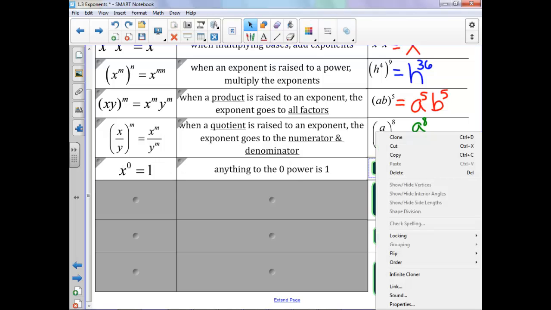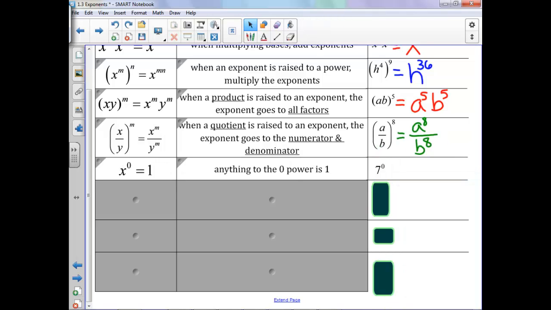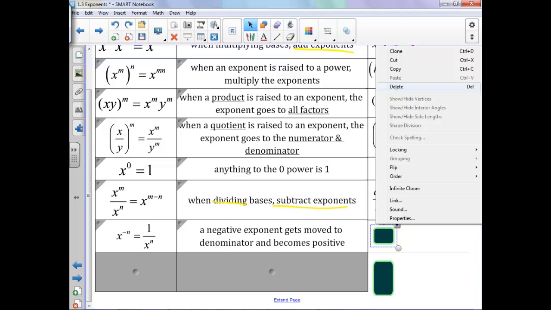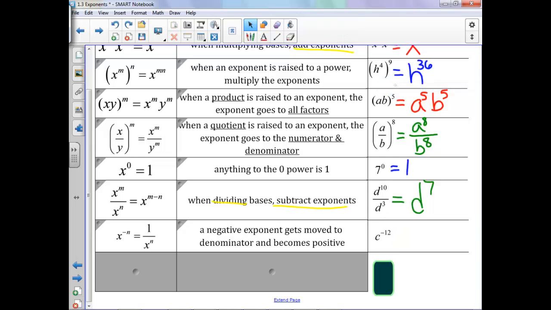Next up is an easy one to remember. Anything to the 0 power is 1. So 7 to the 0 power is 1. When you divide bases, we subtract exponents. So for our example, this will be d to the 7th, because 10 minus 3 is 7. The last two go together. If you've got a negative exponent, it's moving to the denominator and then becomes positive. So in our case, this will be 1 over c to the 12th.